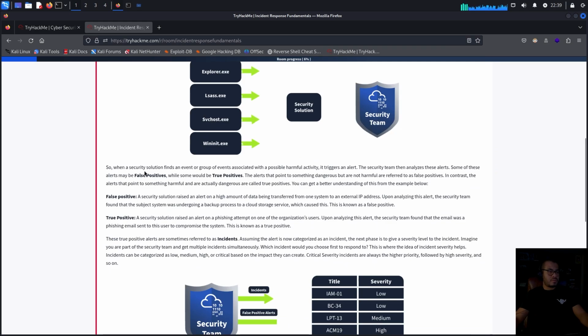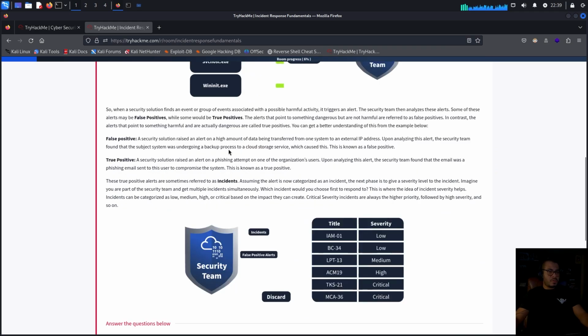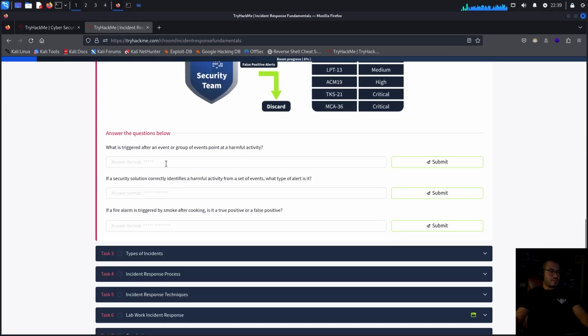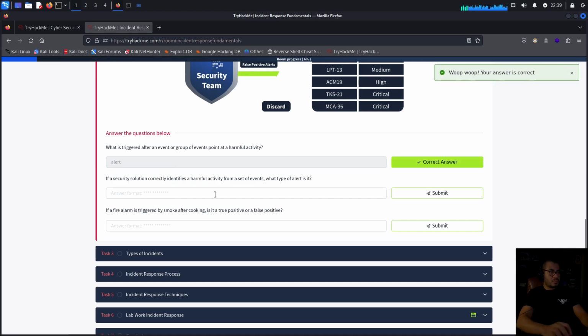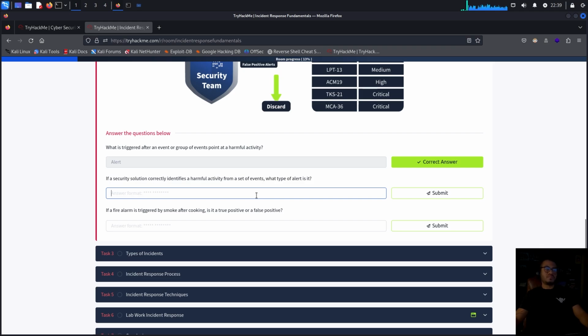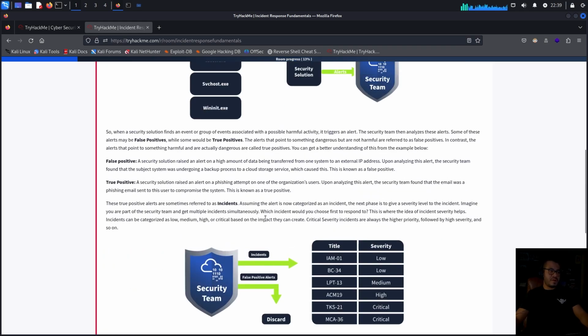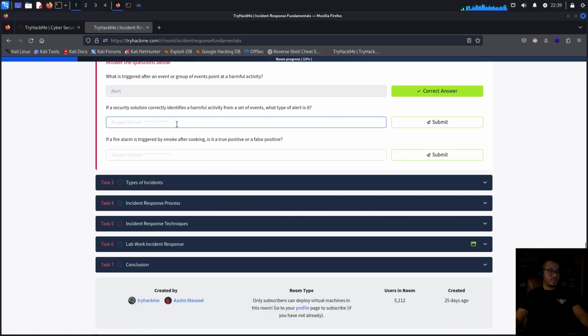Oh, I read this. An alert. Okay. If a security solution correctly identifies a harmful activity from a set of events, what type of alert is it? That is an incident, right? It is a true positive, would that be?